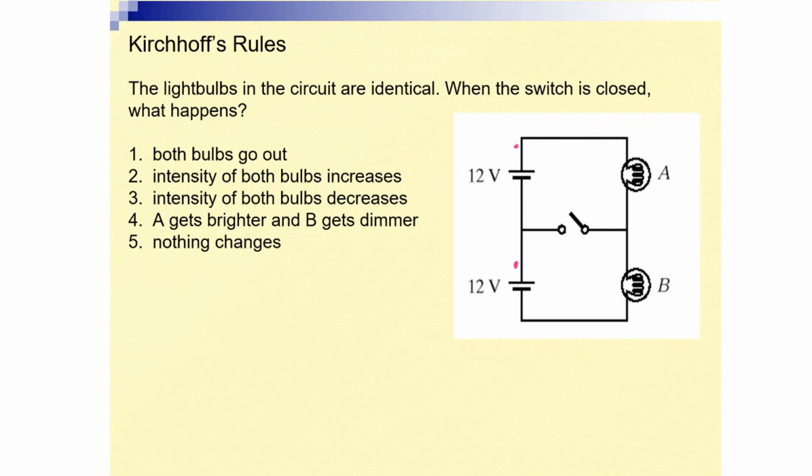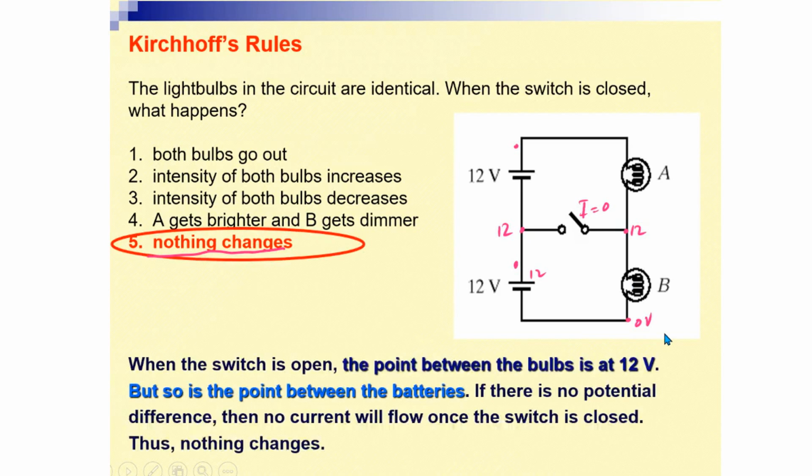So why does it have to be 5? If some students are not clear, let me highlight that to you. This is 0 actually, and this is 12. So the potential here is also 12. Here this is 0 and across this one this is also 12. So you see these two points are at the same potential. It doesn't matter if this switch is open or closed. No current will flow, so nothing will change. This is what you need to understand. Nothing will change in this case.